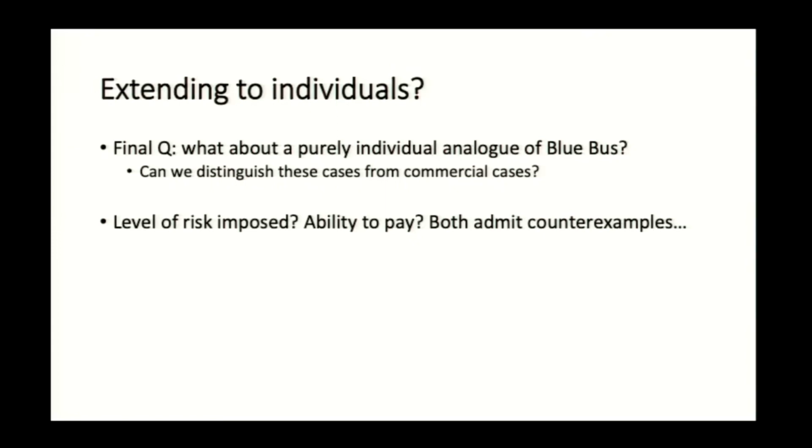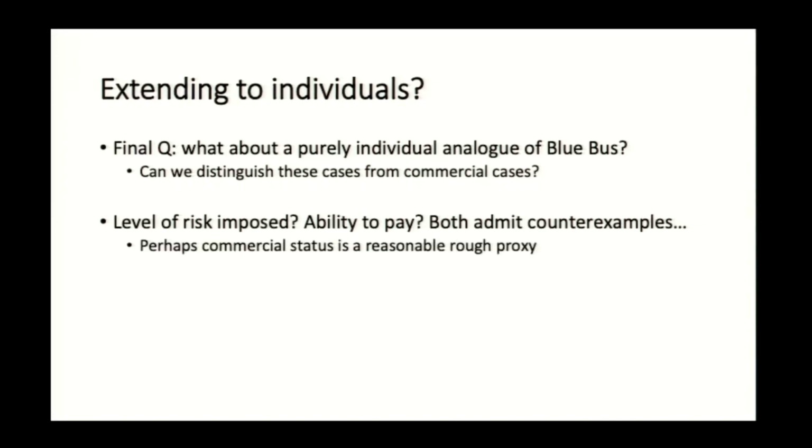So you can easily come up with cases where an individual imposes more risk than a company on a given stretch of road. You might think ability to pay is what makes a difference, but of course, imagine Jeff Bezos got into bus driving and drove up and down country roads all the time. He could easily afford to stump up for his negligent action to a much higher extent than any company, so there are counterexamples here.